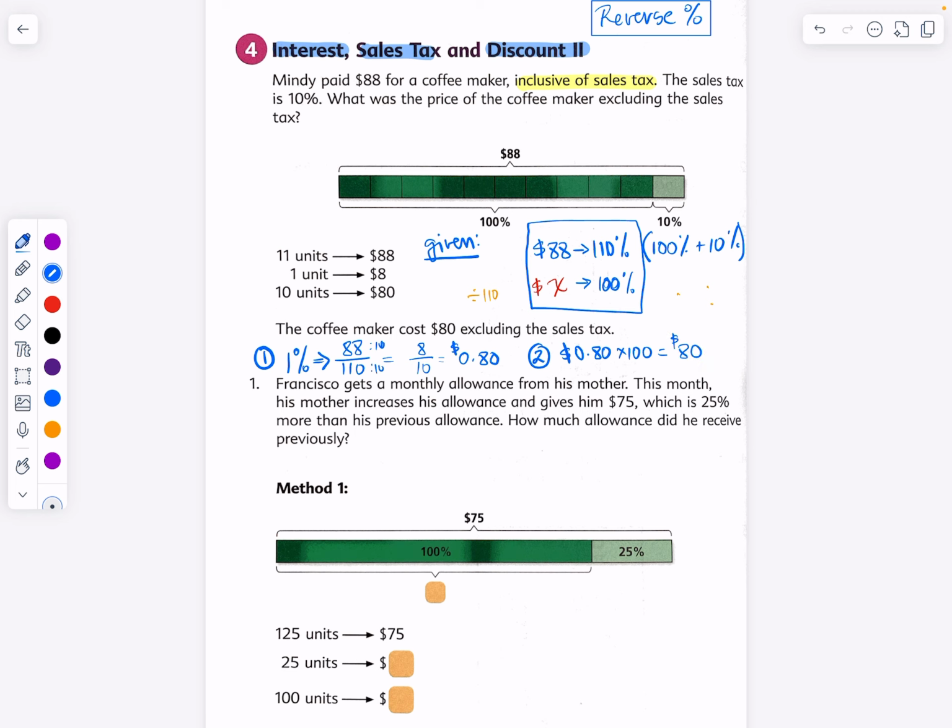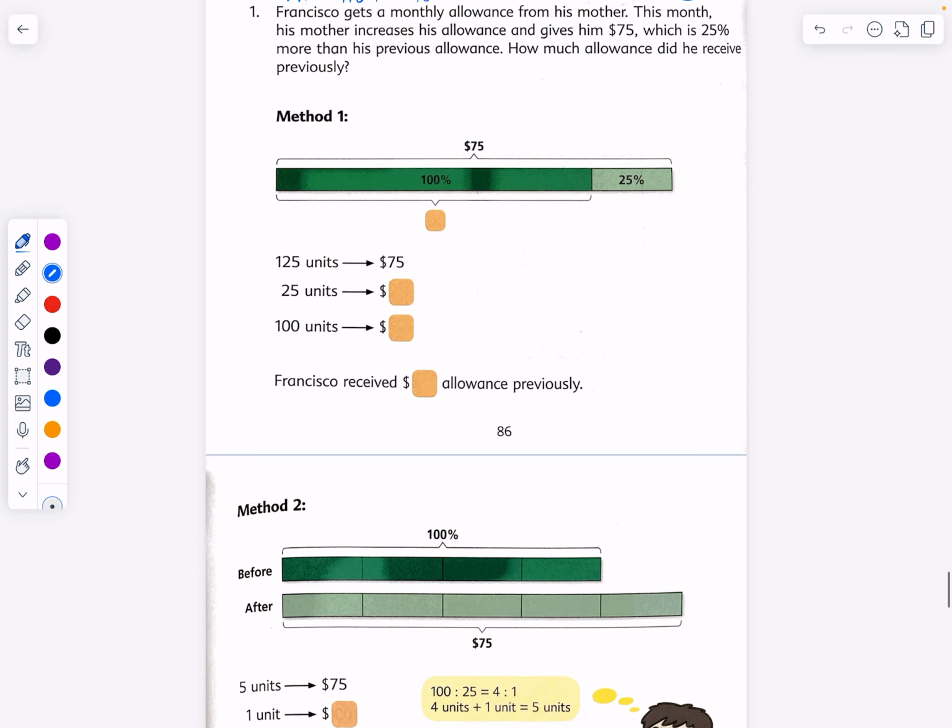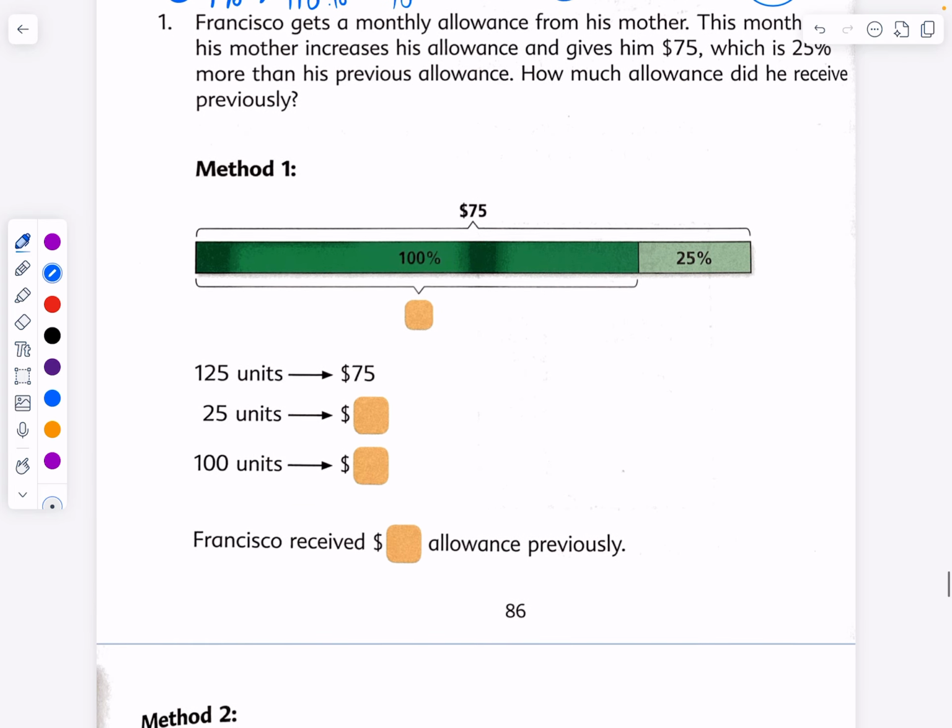Now, $80 is the list price of the coffee maker before Mindy paid 10% tax on it. Let's solve a different problem. Francisco, let's make it a little bit larger. Francisco gets a monthly allowance from his mother. This month, his mother increased his allowance, she gave him $75, which is 25% more than his previous allowance. How much allowance did he receive before?